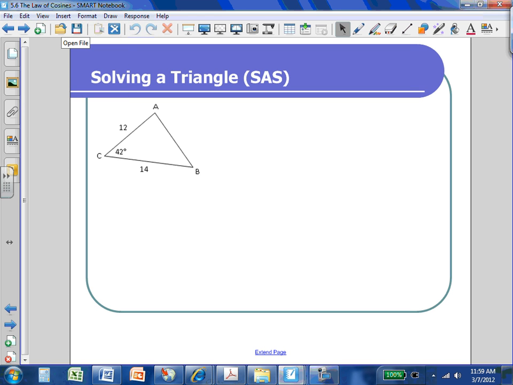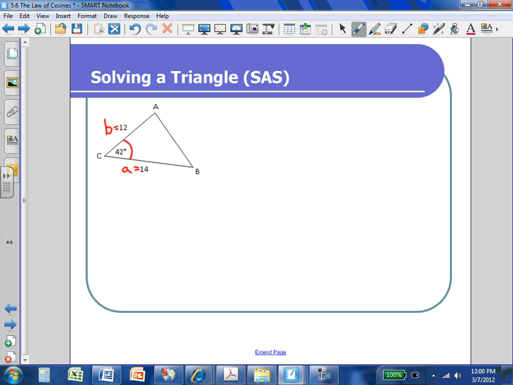Solving a triangle, side-angle-side. Here you'll notice that I've got side B, I have side A, and in between them I have angle C. If you're solving, then obviously I need to find angle A, angle B, and side C.